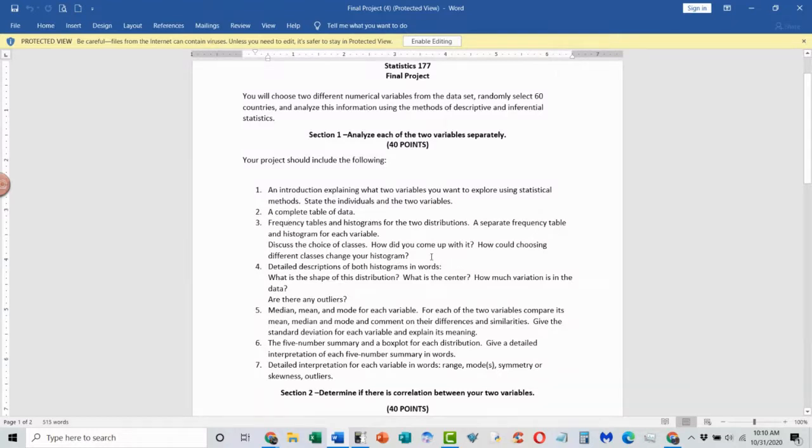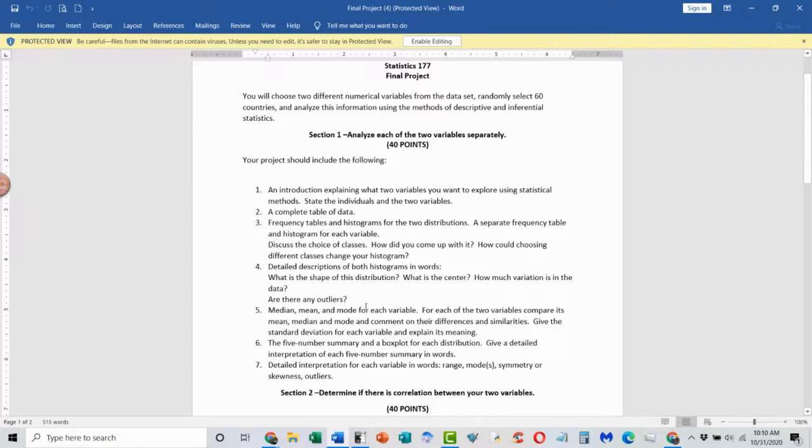Choosing different ones changes your histogram. So if you changed your bin sizes, how would your histogram change? What is the shape? Is it left skewed? Is it right skewed? Is it uniform? Is it like there's no real thing going on? Is it normally distributed?